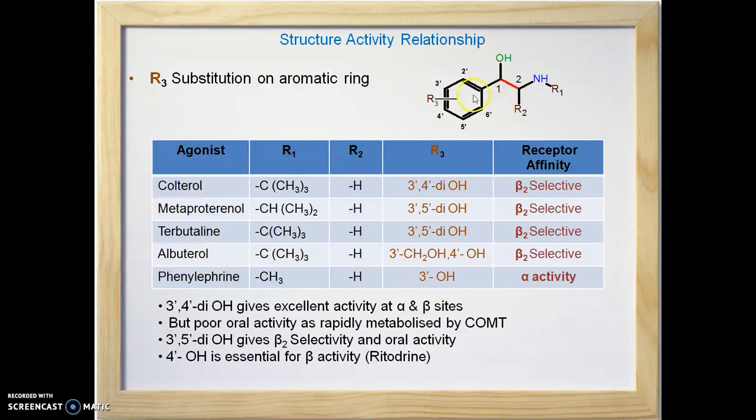Actually, there must be at least one group capable of forming hydrogen bond. If that one group is present at third position, then it gives alpha activity. While if that one group capable of forming hydrogen bond is present on fourth position, it gives beta activity. For example, ritodrine, which stimulates beta-2 receptor in uterus and causes relaxation.